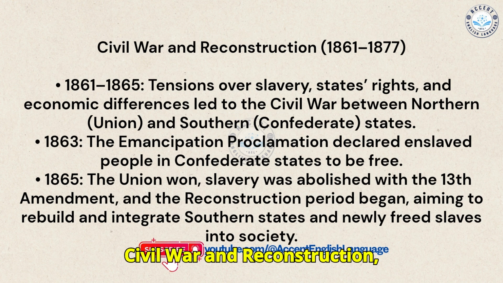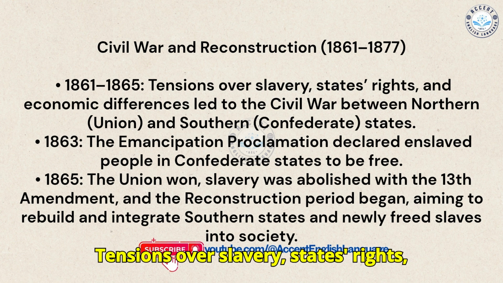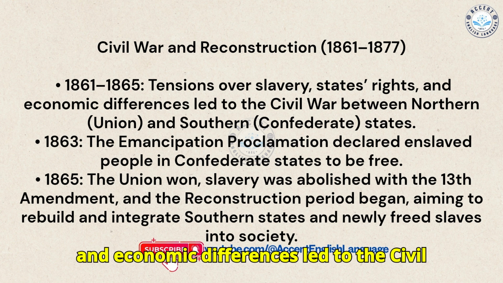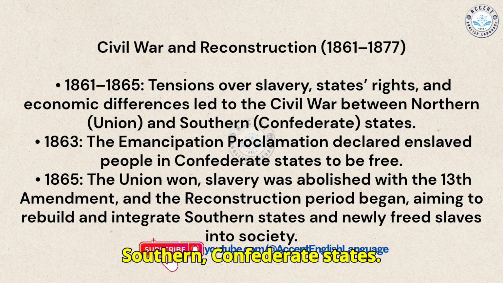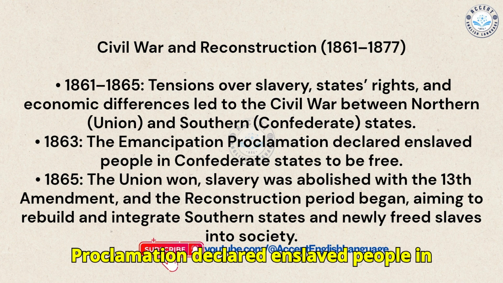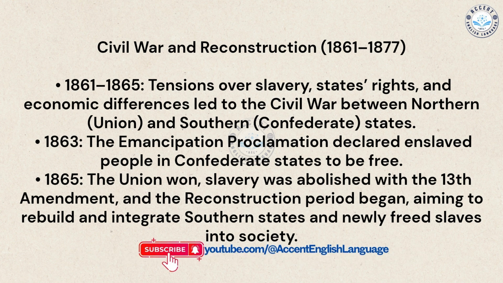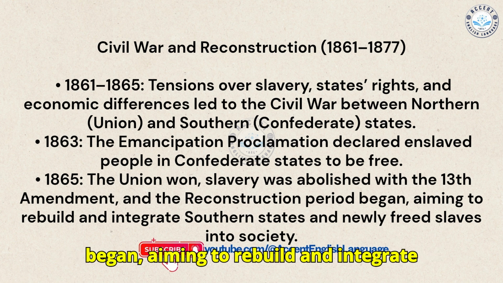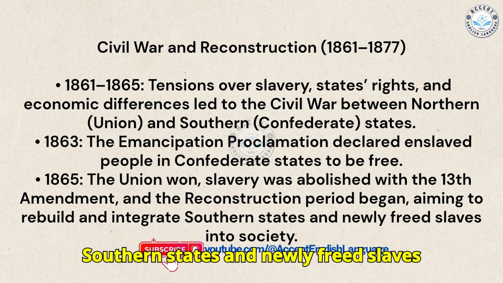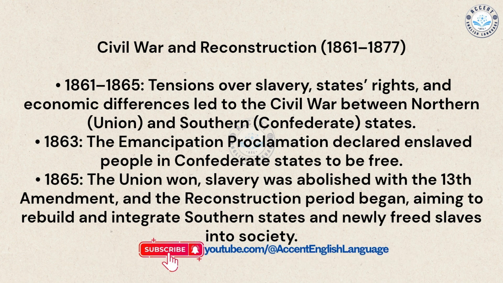Civil War and Reconstruction, 1861 to 1877. 1861 to 1865: Tensions over slavery, states' rights, and economic differences led to the Civil War between Northern Union and Southern Confederate states. 1863: The Emancipation Proclamation declared enslaved people in Confederate states to be free. 1865: The Union won, slavery was abolished with the 13th Amendment, and the Reconstruction period began, aiming to rebuild and integrate Southern states and newly freed slaves into society.